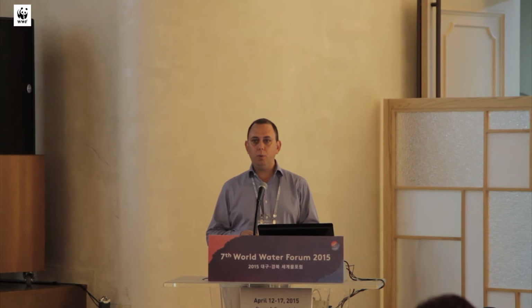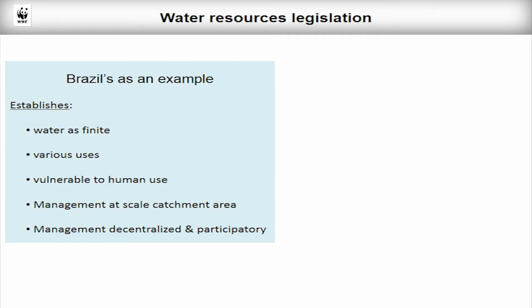Water resources legislation. We are going to hear much more about water resources legislation in a few minutes. All Amazonian countries are in the process of implementing water resources legislation, and they are somewhat similar in their main characteristics. I will characterize Brazil's water resources legislation as an example. It establishes, following standard principles, that water is a finite resource, subject to various uses, and vulnerable to human use. And it determines that management must be done at the level of the catchment and must be decentralized and participatory. All these principles are very necessary for adequate management of water resources.